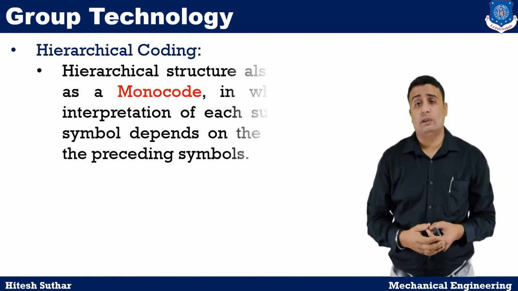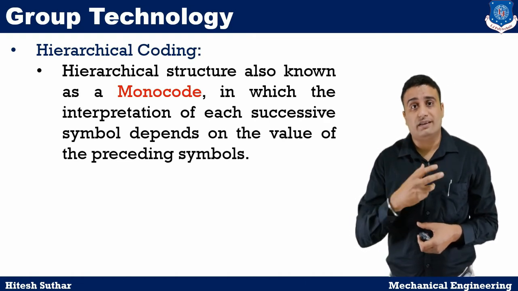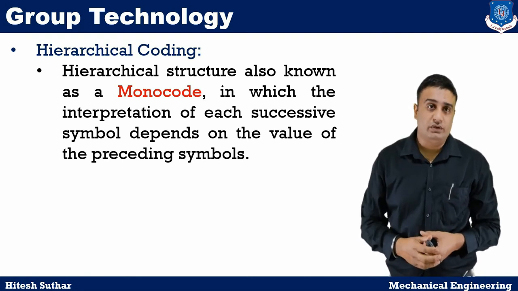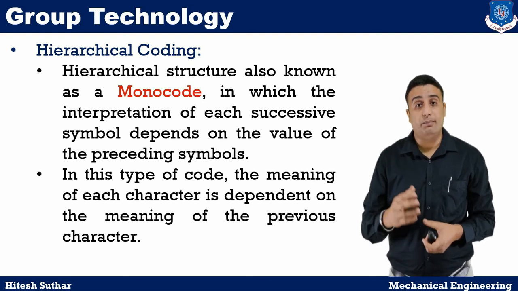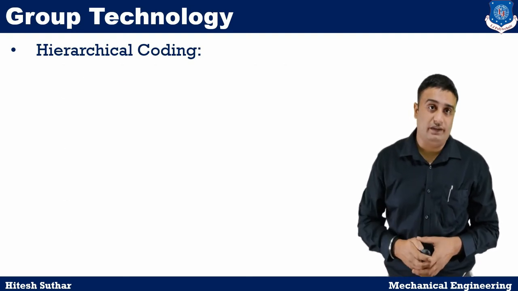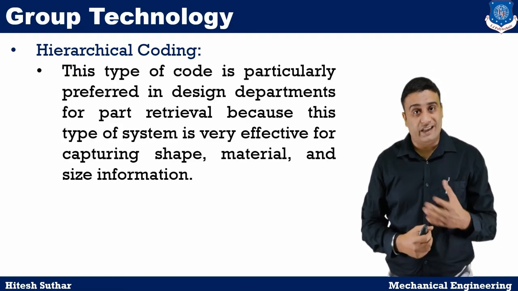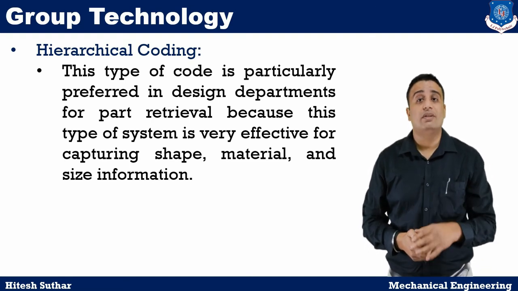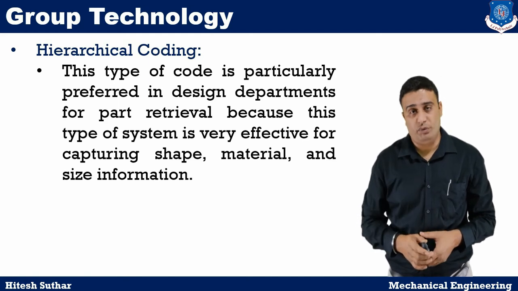The hierarchy structure is also known as a monocode, in which the interpretation of each successive symbol depends on the value of the preceding values. In this type of code, the meaning of each character is dependent on the meaning of the previous character. This type of code is particularly preferred in the design departments for part retrieval, because this system is very effective for capturing shape, material and size information.